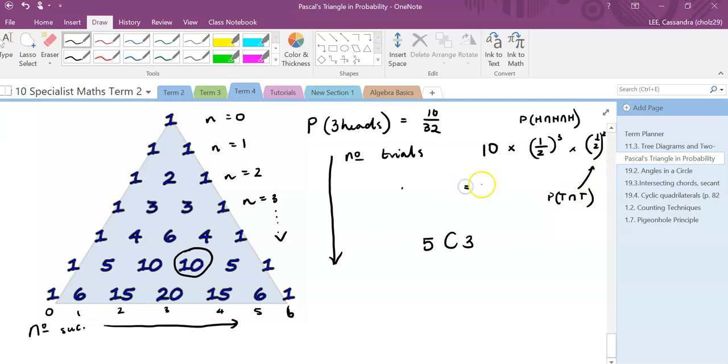And when I put this into my calculator, I get 5 out of 16. And 5 out of 16 is just a simplified fraction of 10 out of 32. So we do indeed end up getting the same value.